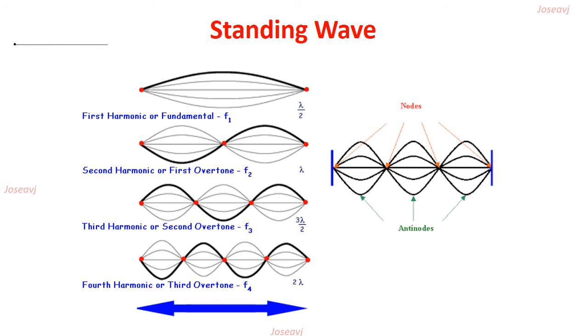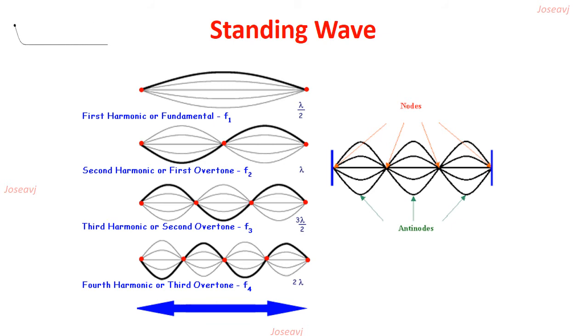When standing wave is formed, there will be node and antinode. Node is a position of minimum displacement and antinode is a position of maximum displacement. And node distance of a wave is lambda by 2 and node antinode distance is lambda by 4.